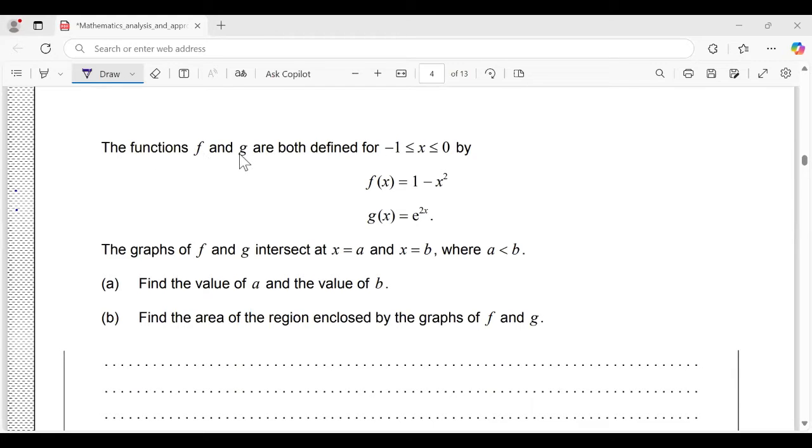The functions f and g are both defined for the interval x greater than or equal to -1, less than or equal to 0, by f(x) equals 1 minus x squared. Meanwhile, g(x) equals e power 2x. The graphs of f and g intersect at x equals a and x equals b, where a is less than b. Find the value of a and the value of b.